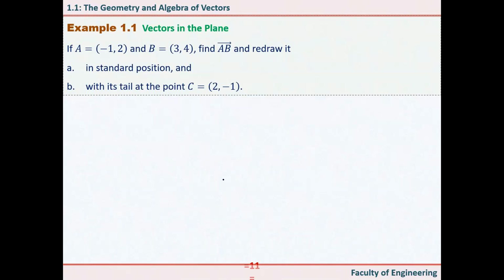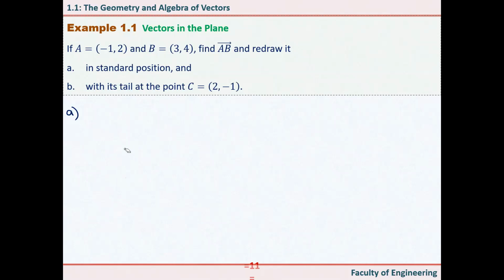First, let's see this example. Example 1.1, vectors in the plane. If vector A is (-1, 2) and B is (3, 4), find AB and redraw it. Okay, what are these? As you see here, they are not in square brackets. That means that they represent a point, right? So if you draw this in standard position and with its tail at the point C (minus 2). Well, so we have two questions here. Question A.